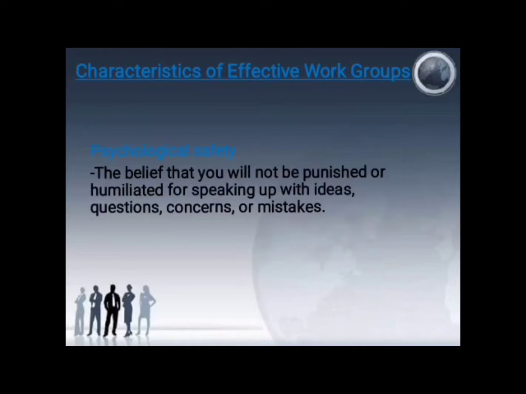And lastly, characteristic of effective work groups are psychological safety. According to Edmondson, psychological safety is the belief that you will not be punished or humiliated for speaking up with ideas, questions, concerns, or mistakes. Meaning, a good work team is one that has members who are comfortable dealing with each other and trust each other. For example, admit your mistake or acknowledge your mistake and do not interrupt each other.